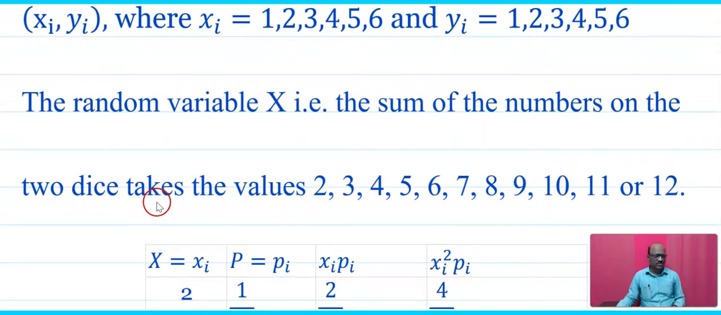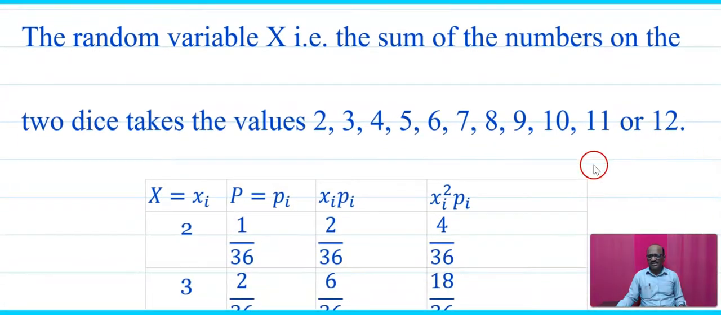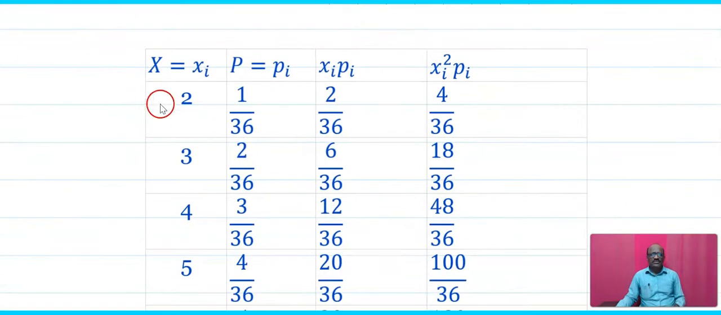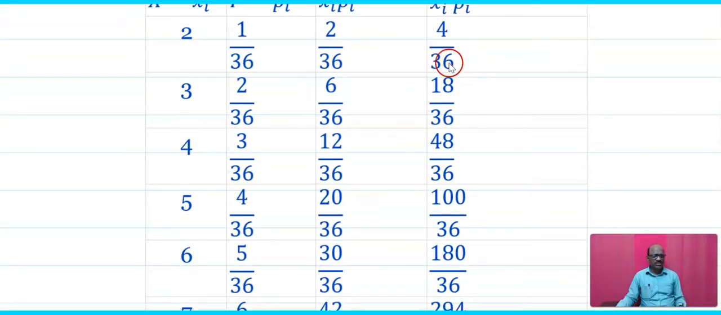The random variable capital X, that is the sum of the numbers on the two dice, takes the values 2, 3, 4, 5, 6, 7, 8, 9, 10, 11 or 12. The maximum is 12. Minimum is 2. Now here for the value 2, it is possible only in 1 way, so the probability is 1 upon 36. Now xi pi is 2 upon 36. Xi square into pi, you will get 4 upon 36.